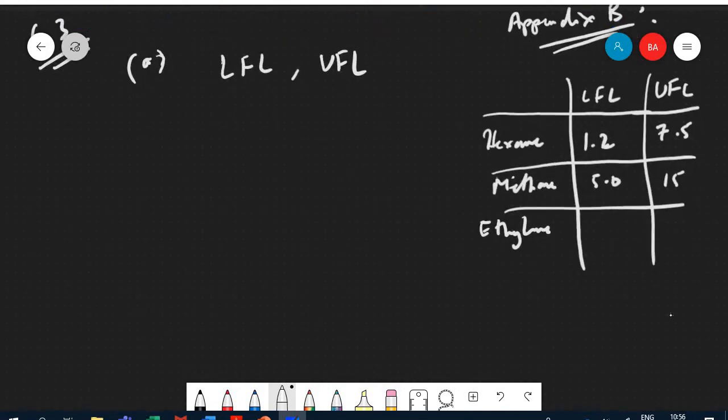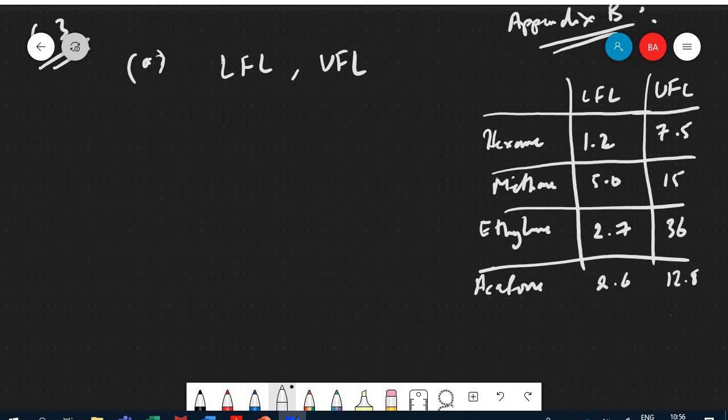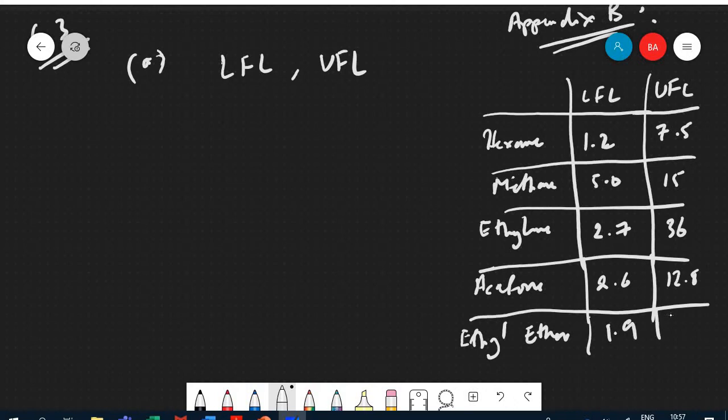Ethylene is 2.7 and 36. We have acetone, and for acetone it is 2.6, with 12.8 as the upper flammability limit. The last component we have here is ethyl ether, and for ethyl ether the lower flammability limit is 1.9 and the upper flammability limit is 48. Great. So what I'll try to do now is to calculate the lower flammability limit.